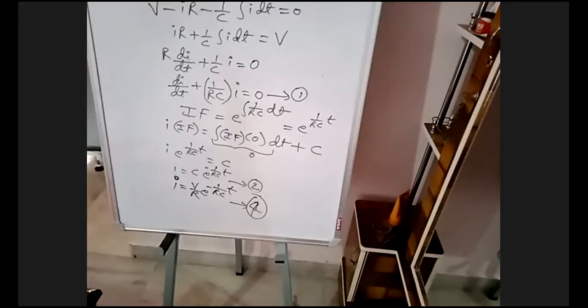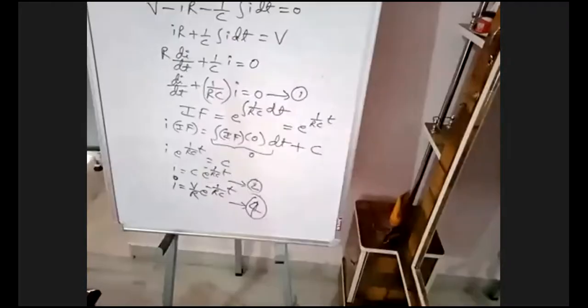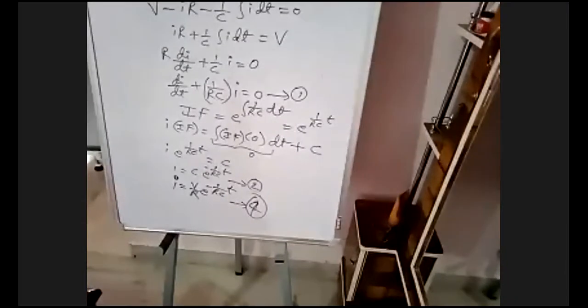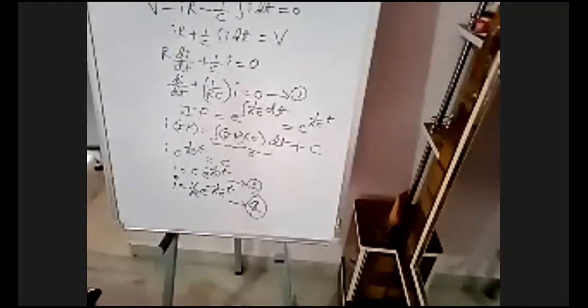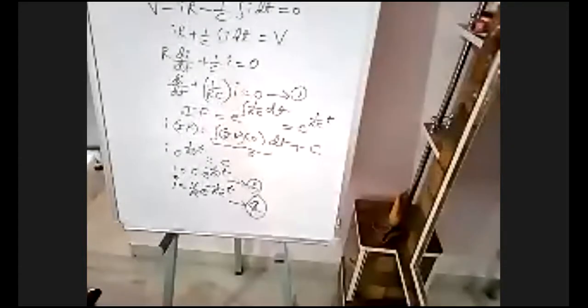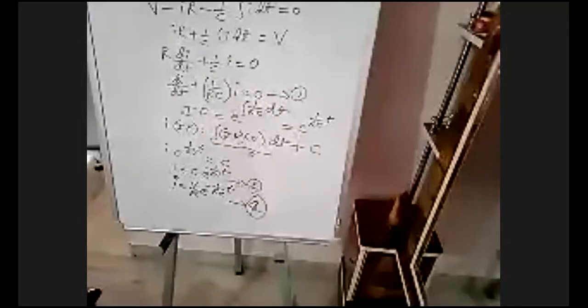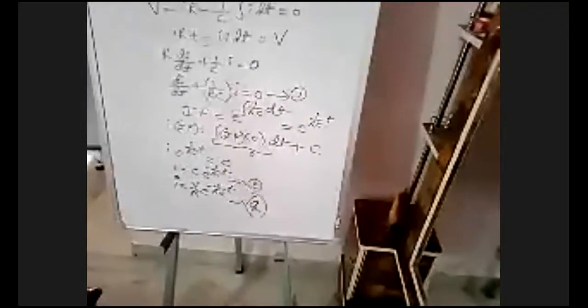Now tell me, what is the time constant of RL circuit? See in your notes, L by R. L by R is the time constant of RL circuit.